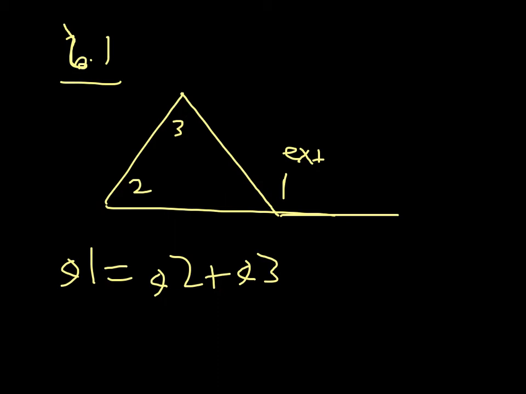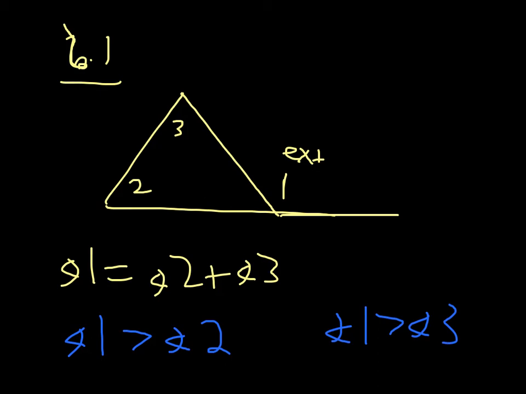Well, since all angles are positive, if you add two positive numbers, the result is going to be a larger number. So the exterior angle inequality theorem states the exterior angle, in this case angle 1, is greater than either remote interior angle. So angle 1 must be bigger than angle 2 in this diagram, and angle 1 is also larger than angle 3.